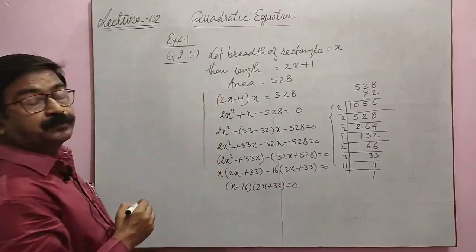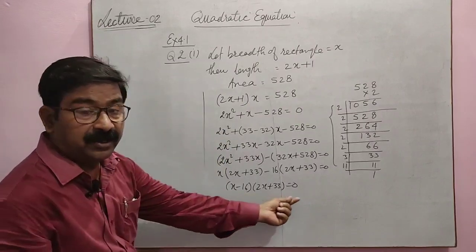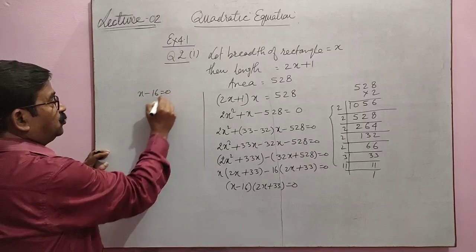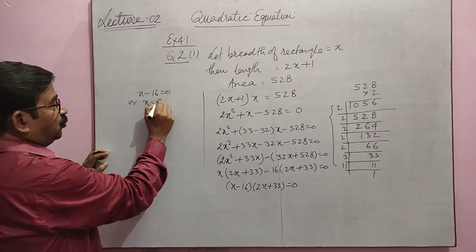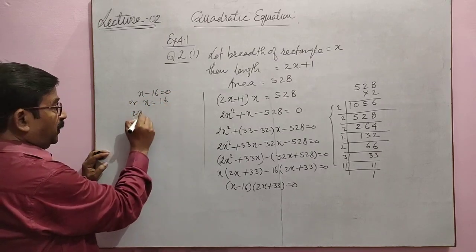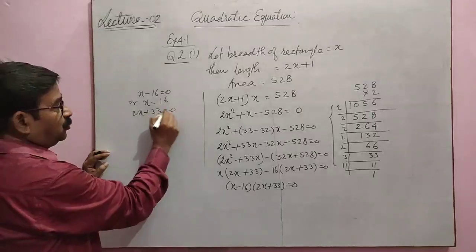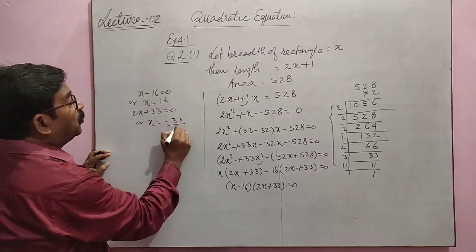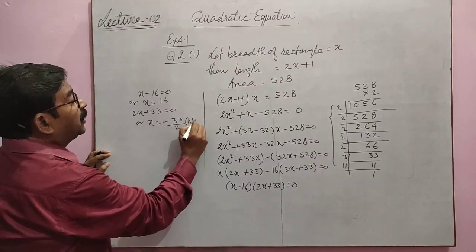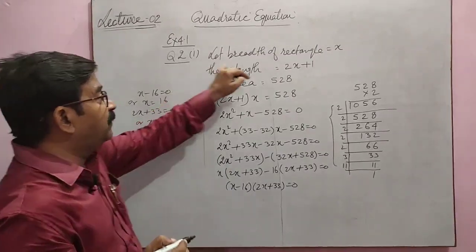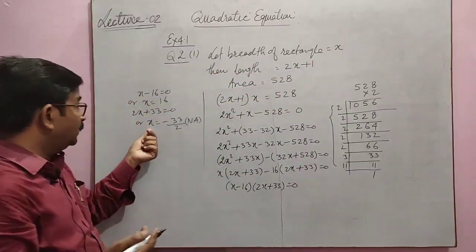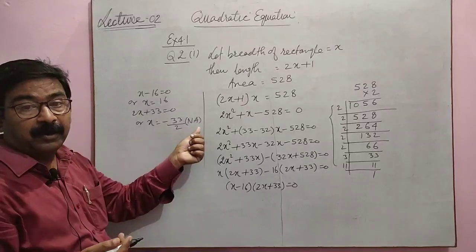Now let's see. It is already equal to 0. So we have x - 16 = 0, or x = 16. 2x + 33 = 0, or x = -33/2. This is not applicable. Why? We have assumed breadth, and length and breadth are never negative. So this is not applicable.